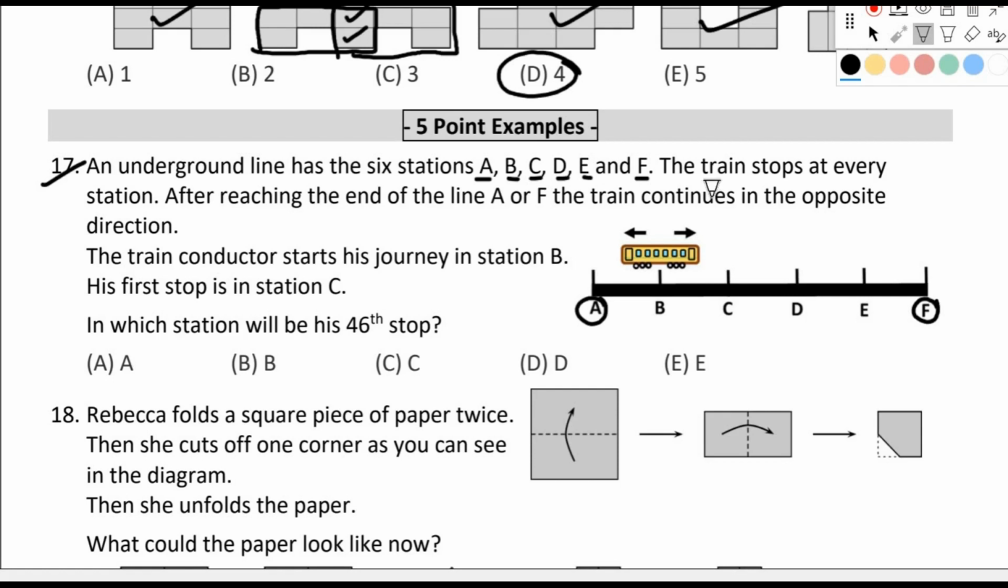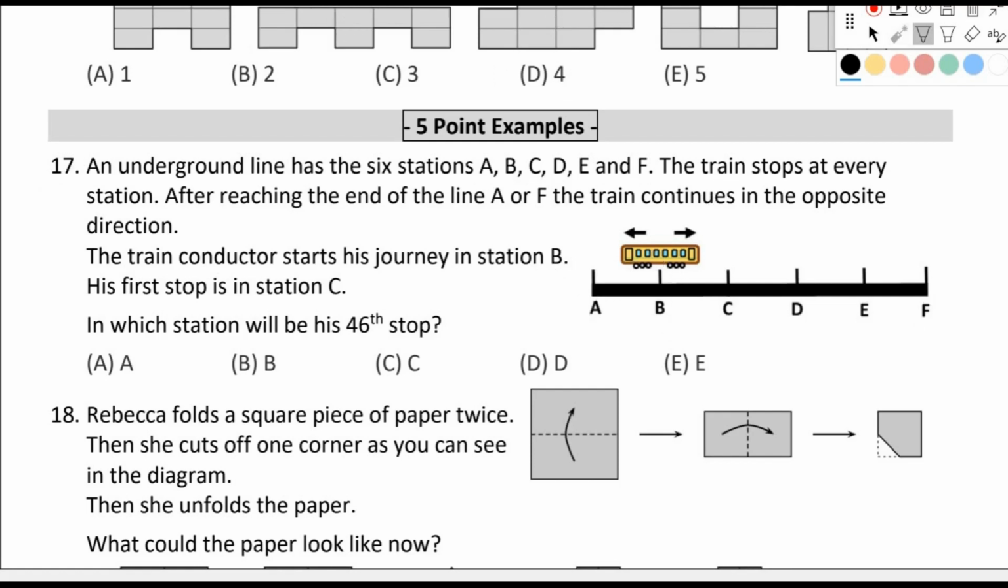The conductor starts his journey from B. That means the train starts from A and comes to point B, and here the conductor gets in. Then it goes to C, stops at D, stops at E, stops at F, comes back to F, E, D, C, B, A, and again moves forward. That means it stops at every station. But the conductor got on the train at station B. So at which station will be the 46th stop?